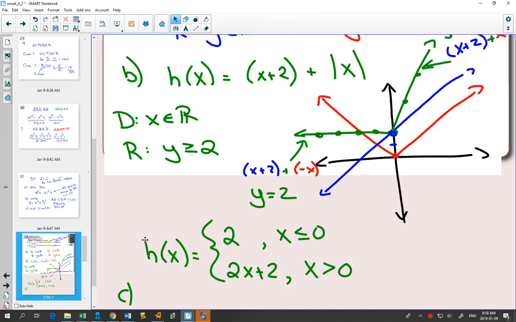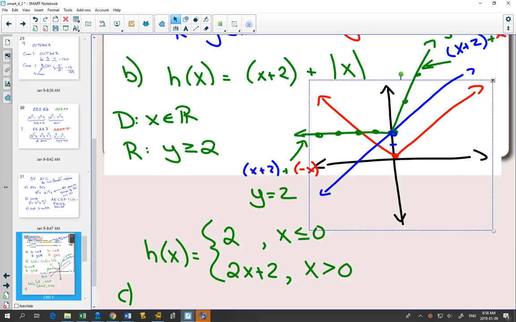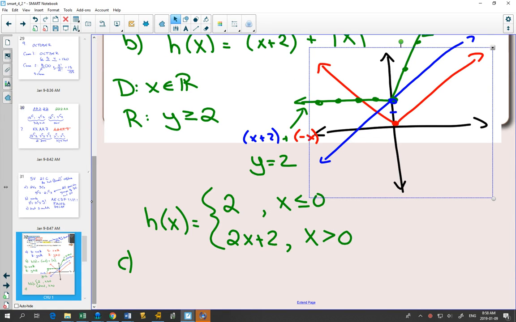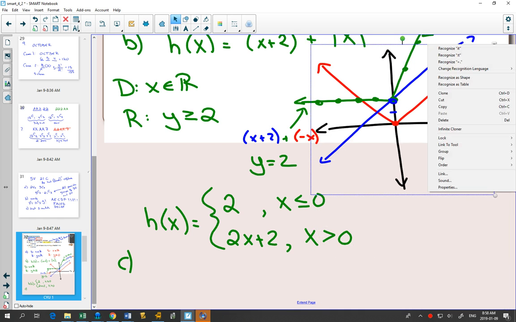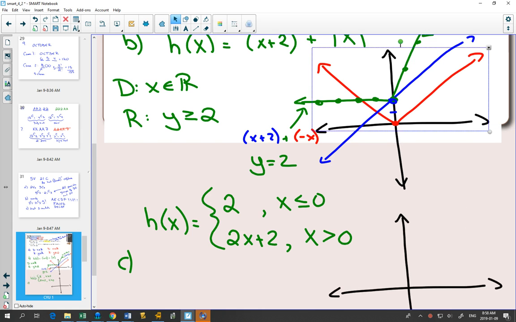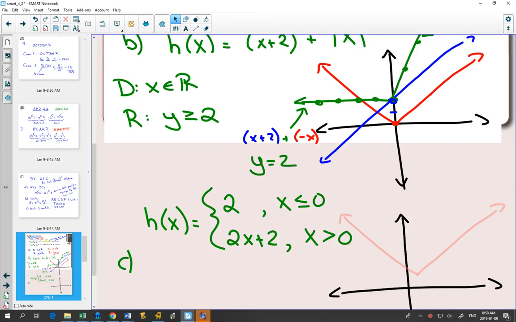Ooh. What happens if I move that? Oh, I like that. I'm going to move that one. Okay. I'm going to redraw all these graphs. No, that didn't work. Here we go. Redraw that.